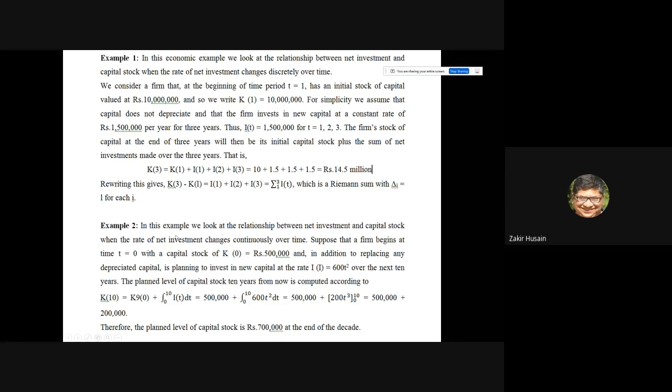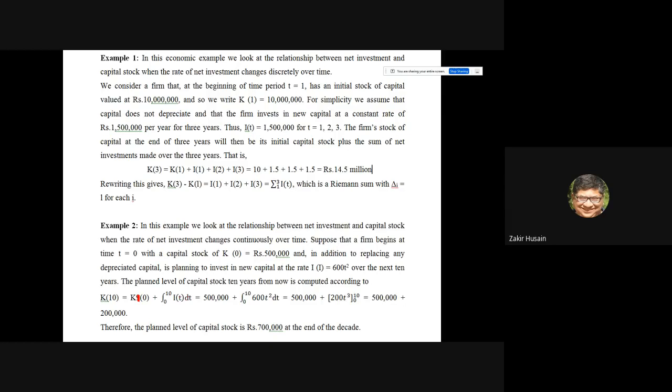Okay, over here we take a continuous case. A firm starts with t equal to 0. Capital stock is 5 lakhs and the net investment is 600t² over the next 10 years. So what is the planned or anticipated capital stock after 10 years? K10 is equal to the initial capital stock plus the investment over 10 years, so the integral from 0 to 10 of I(t) dt.